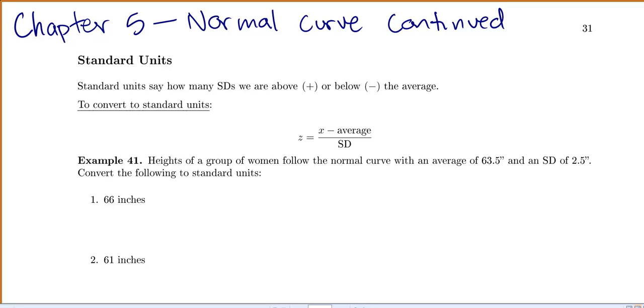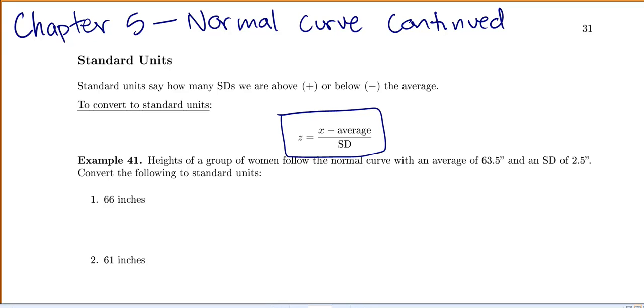To convert to our standard units, we're going to use the simple formula, where z equals x minus the average divided by the standard deviation. So again, we just have to minus the average and divide by the standard deviation. And that tells us how many standard deviations we are above or below the average.